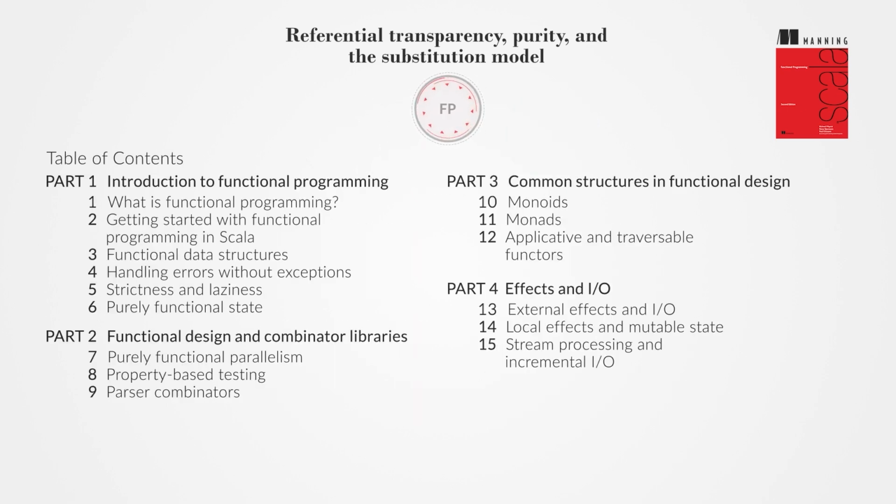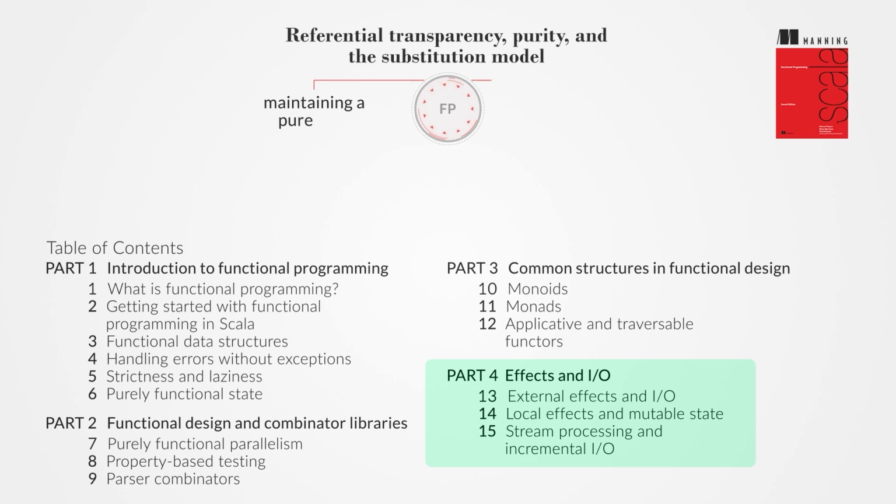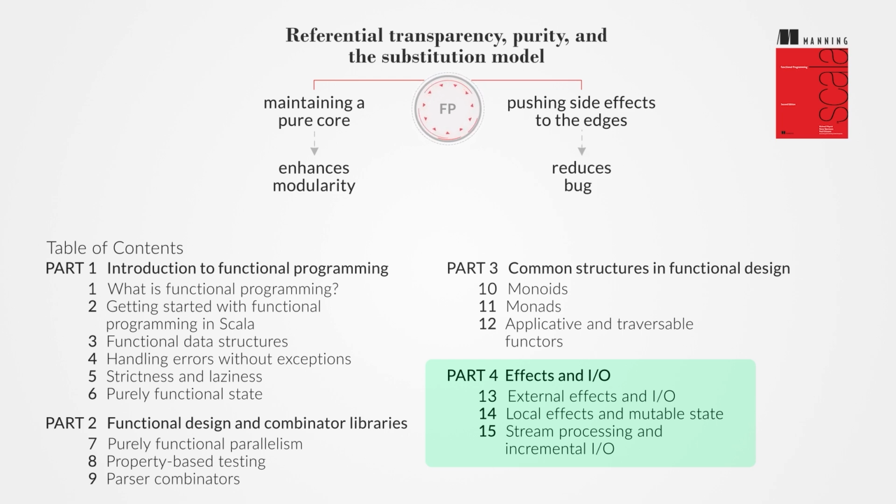This book introduces FP principles, covering foundational concepts such as iteration, data structures, and error handling. It aims to familiarize readers with FP's foundational idioms, preparing them for advanced functional design techniques. By maintaining a pure core and pushing side effects to the program's edges, FP enhances modularity and reduces the likelihood of bugs, leading to more efficient and maintainable code.